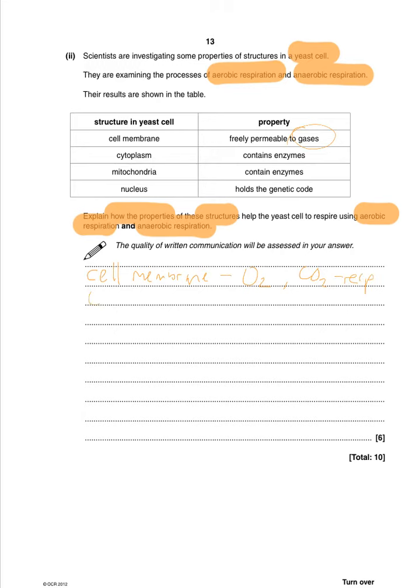Then we talk about the cytoplasm. Mention the enzymes and their use, and probably particularly link it to anaerobic respiration, because anaerobic respiration takes place within the cytoplasm. Then again, the mitochondria. Again, we'd mention the enzymes, and in this case we'd talk about aerobic respiration.